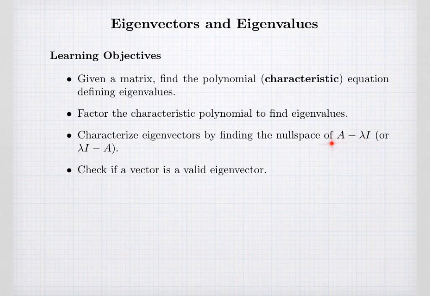space of the original matrix minus lambda I. Or some textbooks, including ours, say that we should really think about lambda I minus A. They have the same null space, so it doesn't really matter. Finally, I want to illustrate how to check if a vector is a valid eigenvector.